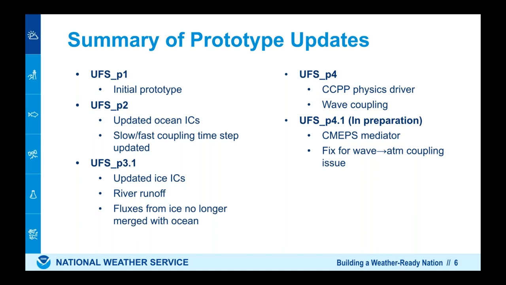In 3.1, we again have updated initial conditions, this time for ice. River runoff was added from climatology for the ocean model as an input. And the fluxes from the ice model are no longer merged in the mediator with fluxes from the ocean on icy points, so points that have both open water and ice.